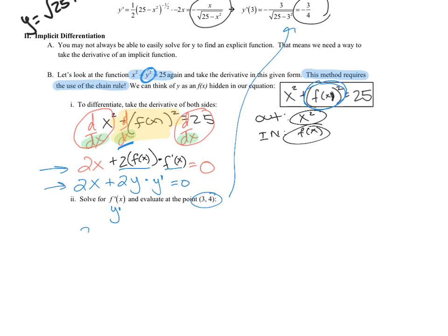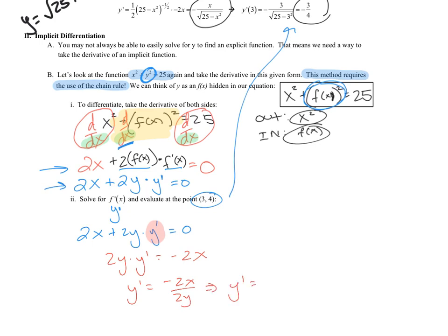And now I'm going to go ahead and take this derivative, 2x plus 2y times y prime equals 0, and I'm going to isolate the y prime, okay? And so that means I'm going to subtract the 2x on both sides, and I'm going to divide by 2y on both sides to get that y prime is equal to negative x over y. And it says to evaluate at 3, 4.